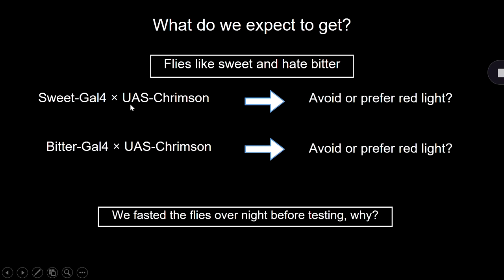So for the first fly line, which contains these genes, if you shine a red light on them, do you expect them to avoid or prefer the red light? The answer is they will prefer red light, right? Because their chromosome is expressed in sweet neurons. So if you shine a light on them, their chromosome will be activated. That means they are going to activate their sweet neurons, so they think they have sweet food in there. And for the other fly line, if you shine red light on them, they probably will not like it, because they think that red light is bitter, right?